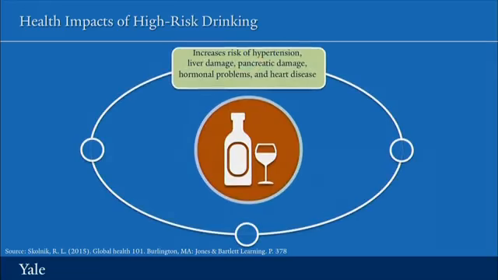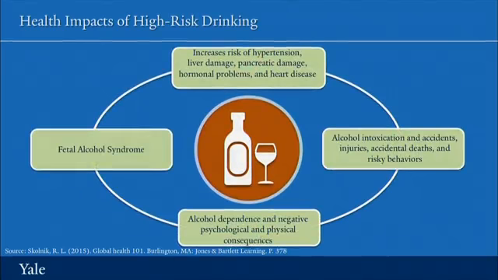High-risk drinking has a negative effect on people's health in a number of ways, as shown in the next graphic. It increases the risk of hypertension, liver damage, pancreatic damage, hormonal problems, and heart disease. Alcohol intoxication is associated with accidents, injuries, accidental deaths, and risky behaviors. Alcohol dependence has a variety of negative psychological and physical consequences and can also be associated, as many of you know, with fetal alcohol syndrome.